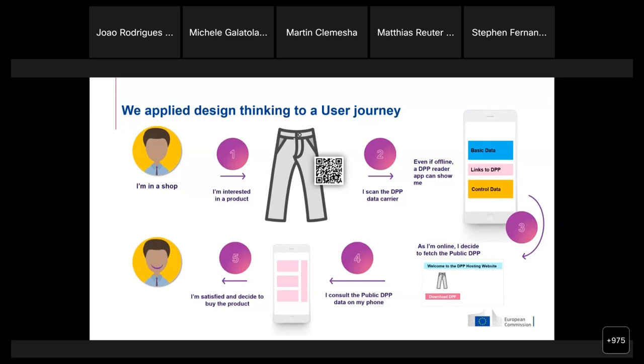The user journey for the moment is very simple. As we say over and over again, please take everything as an initial draft for discussion. But let's imagine I'm in a shop and I'm interested in a product. In this case, it's a pair of jeans, and those jeans have already been DPP enabled. It means that in the pair of jeans, I will find this data carrier that I can scan if I have a phone with a DPP reader.